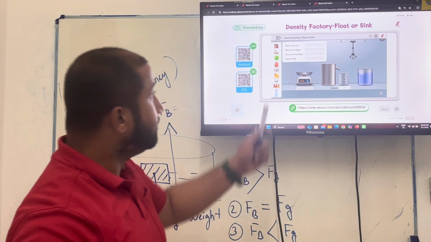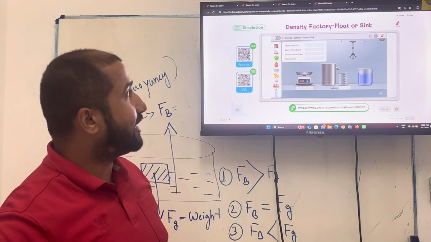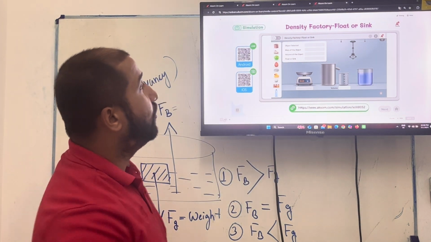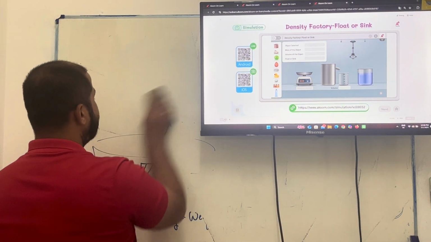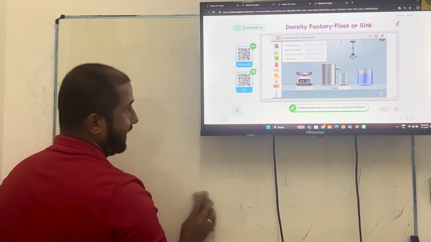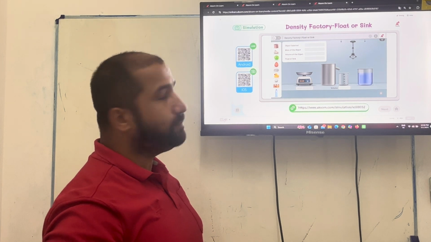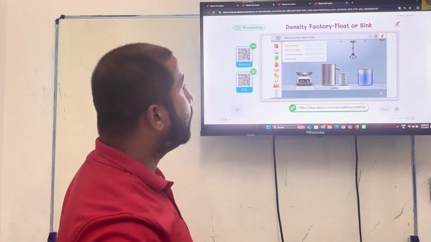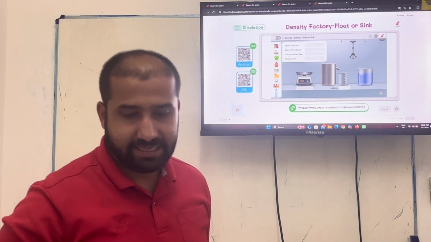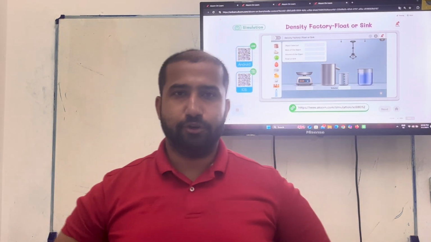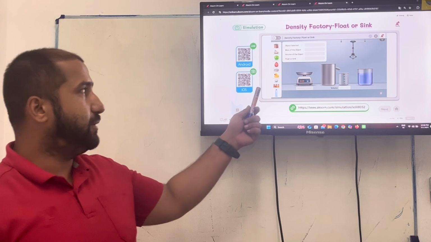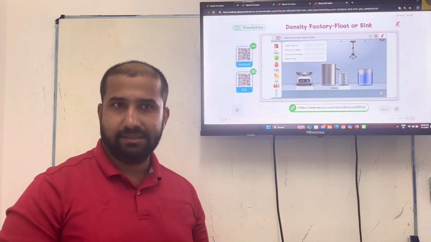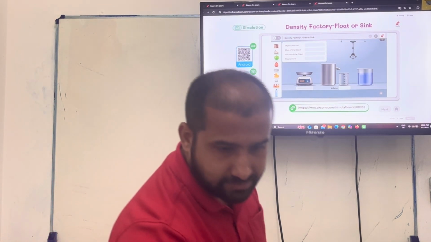So what is it called? Density factor, float or sink. So we will have a few objects and you will have to guess whether the objects will stay afloat or sink. Okay? I will give you 2 minutes before we go to that, and then we will practice this. Okay?